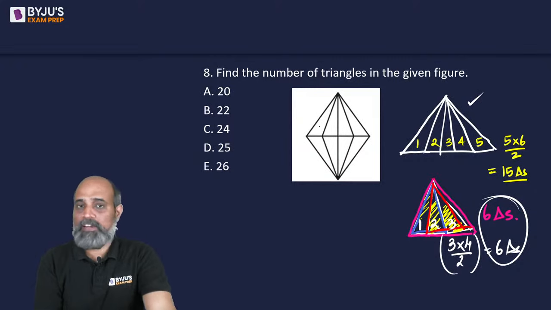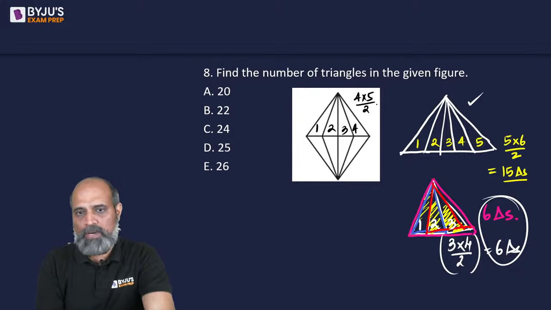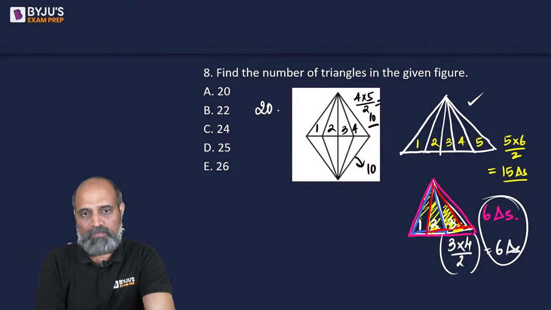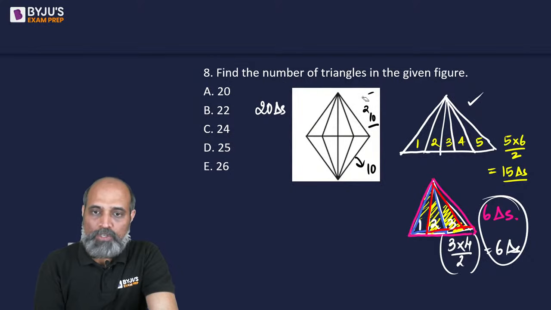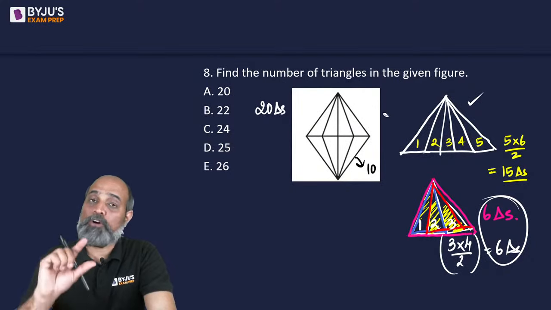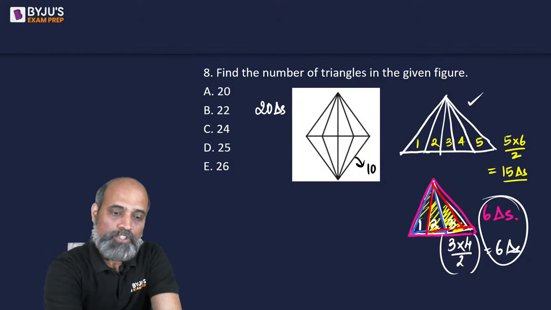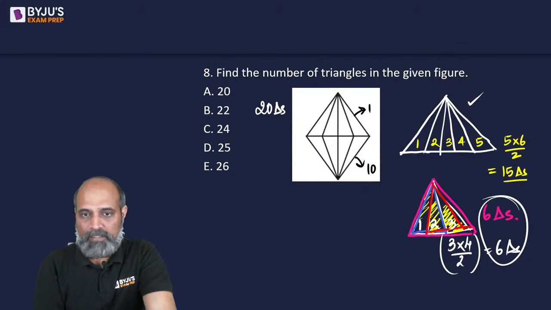So look, first we apply the same logic as before. We will have 1, 2, 3, 4. 4 as in 4 into 5 by 2. So we will have 10 triangles on the top. We will have 10 triangles at the bottom. So that makes 20 triangles. Next, we will have to count the number of triangles that are formed by combining both the shapes. Taking both shapes together, how many will be formed?